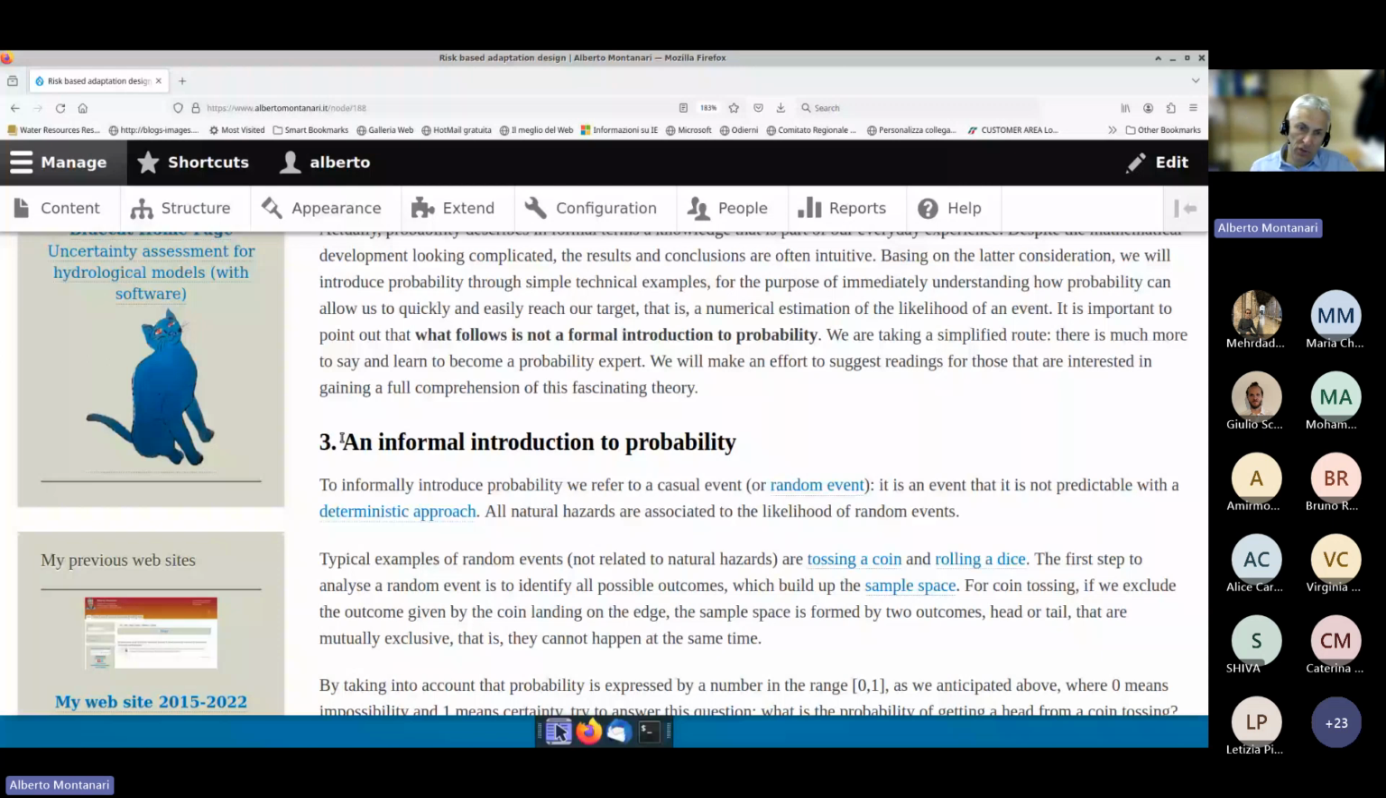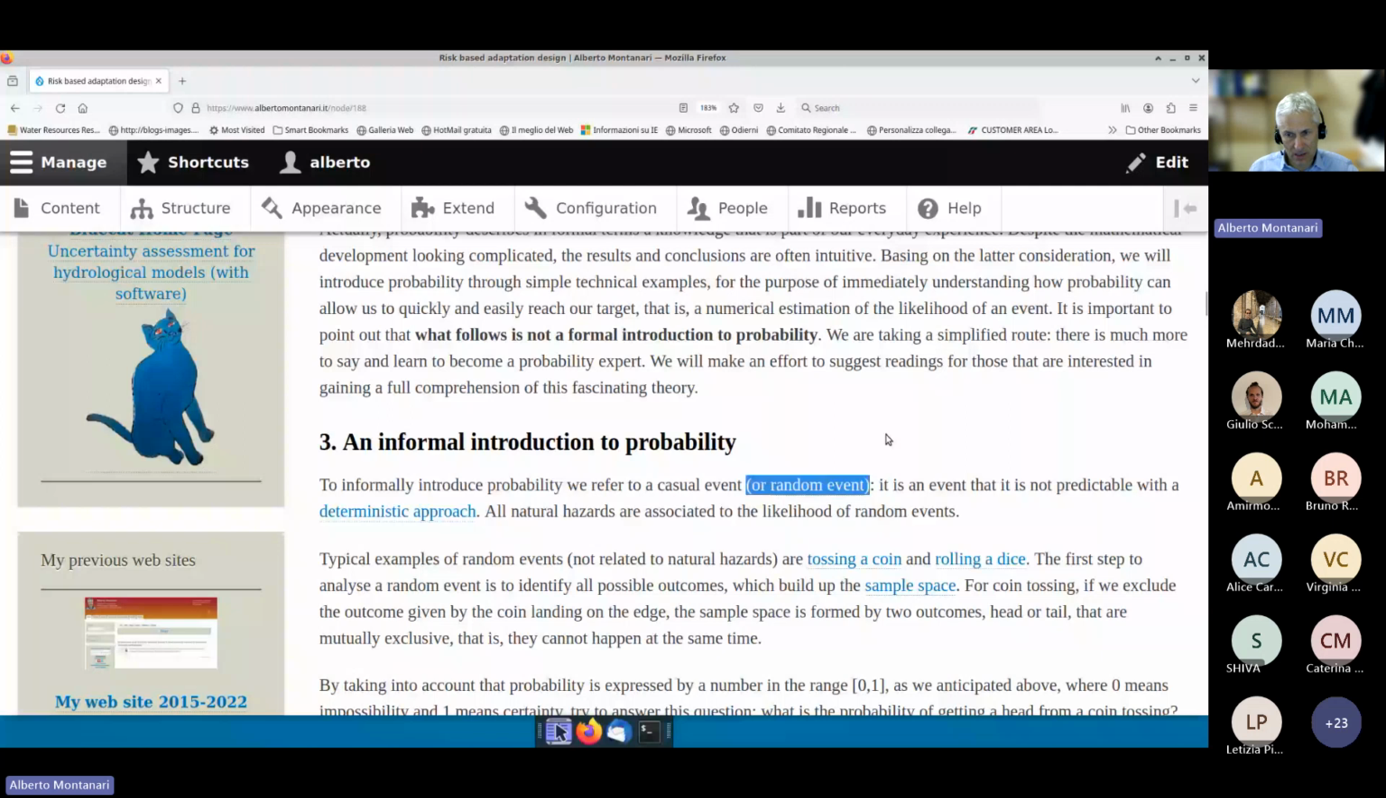So to informally introduce probability, we need to refer to a given event, a given hazard: earthquakes, floods, or industrial explosion, or car accident. And given that this event is subjected to uncertainty, we define it as a random event.